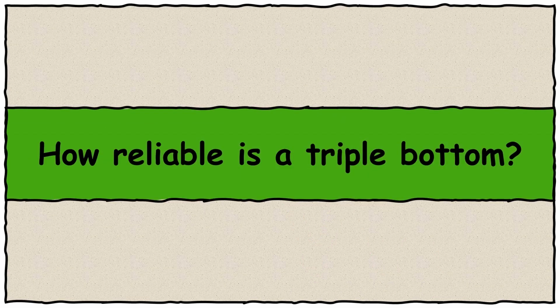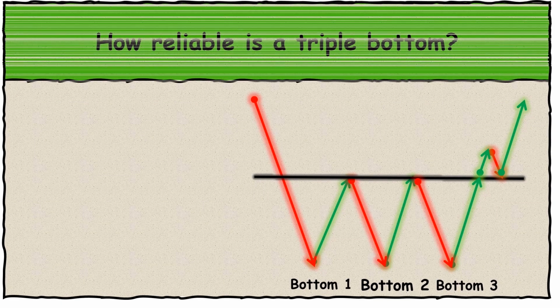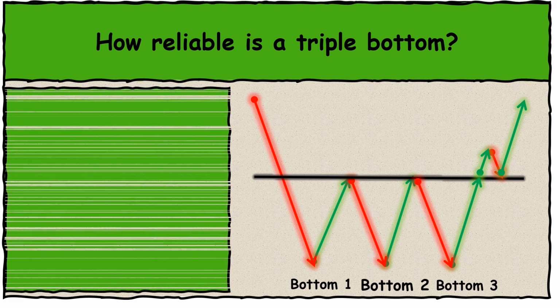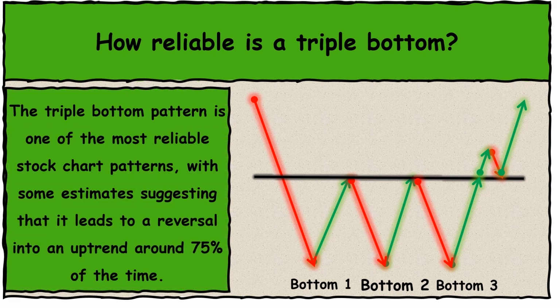How reliable is a triple bottom? The triple bottom pattern is one of the most reliable stock chart patterns, with some estimates suggesting that it leads to a reversal into an uptrend around 75% of the time.